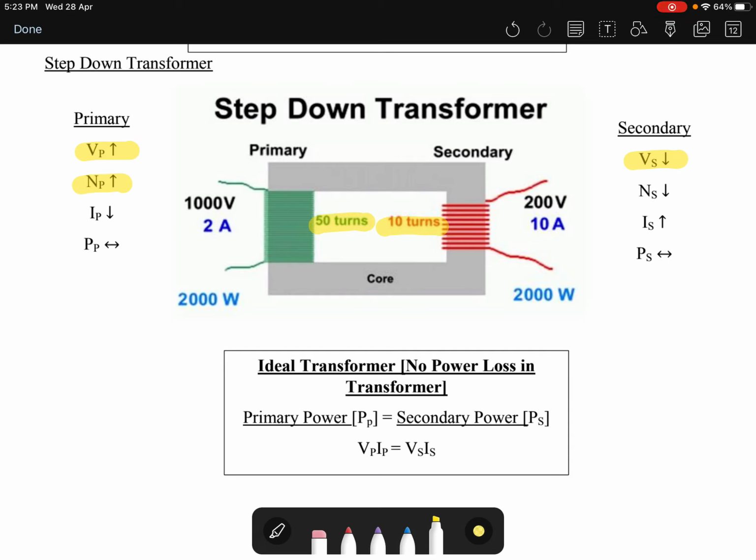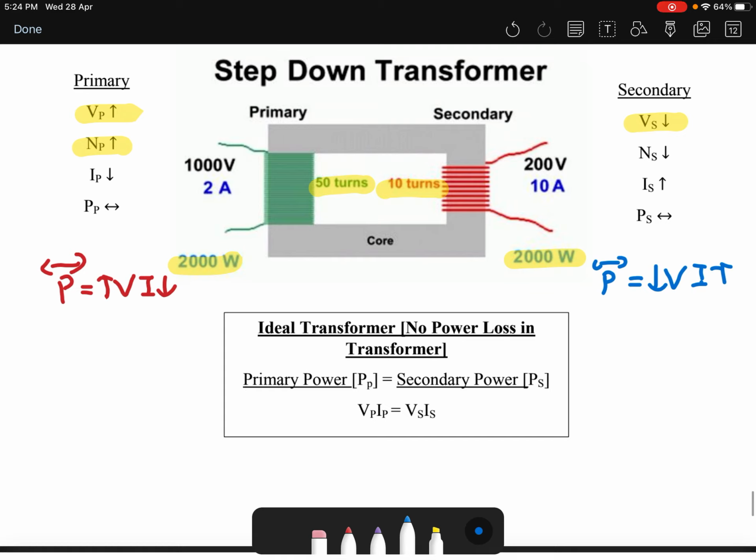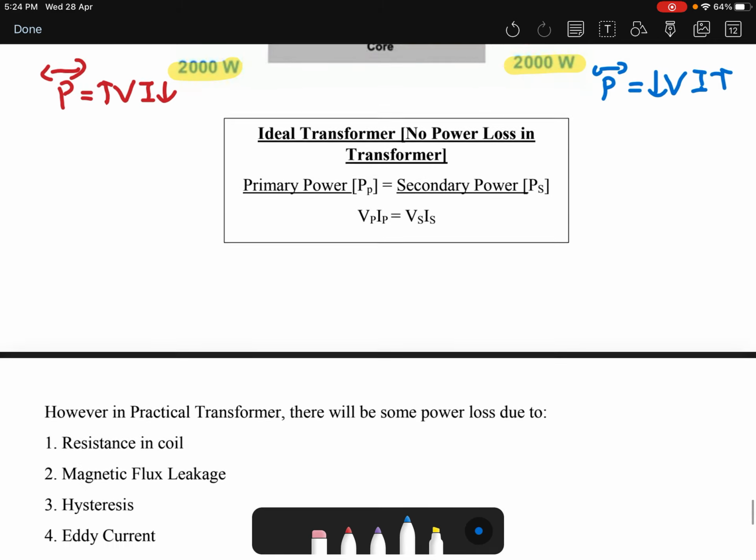Same thing, since your power is the same, 2000 watts and 2000 watts. At the primary coil, if your voltage is high, your current will be low, so that your power will remain the same. For your secondary coil, for power to remain the same, your V will be low, but your current will be high. So that's the rationale between the voltage and current. That's about it for the transformer.